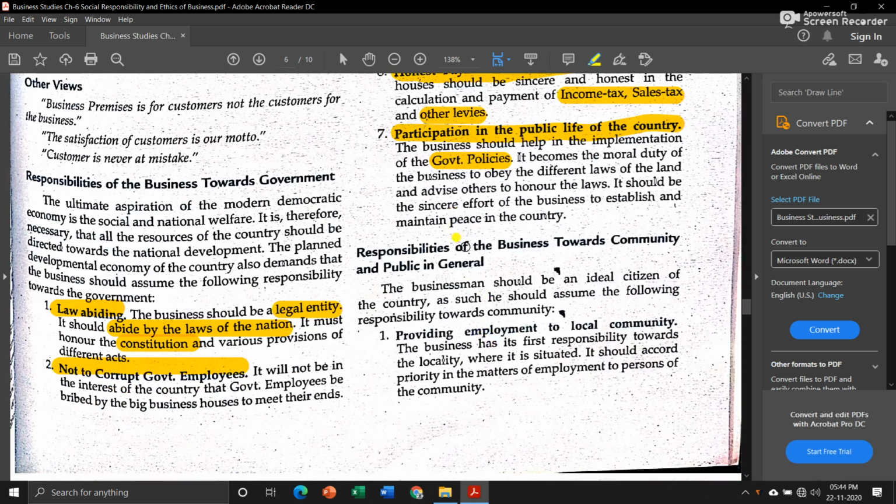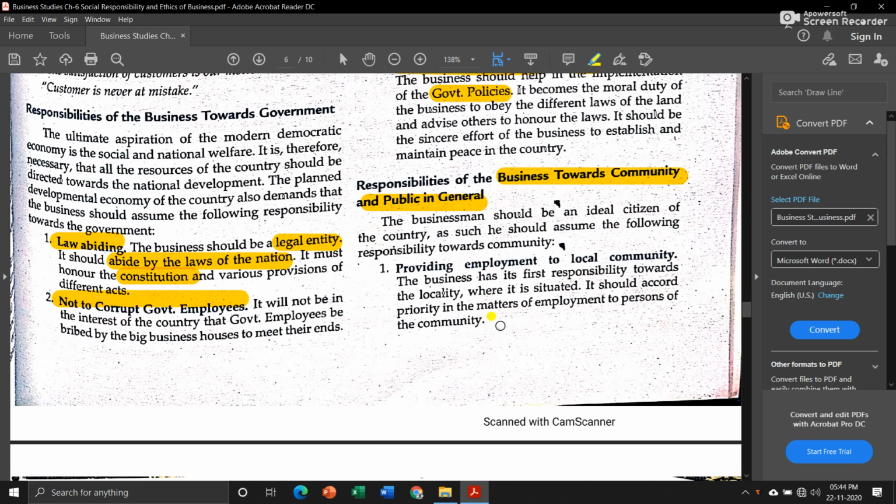The next is there are various responsibilities of business towards community and general public. Let us see what are those. Now, first is providing employment to local community. Since a business is started or established among the community, so they try to provide employment to the local youth. The business has its first responsibility towards the locality where it is situated.